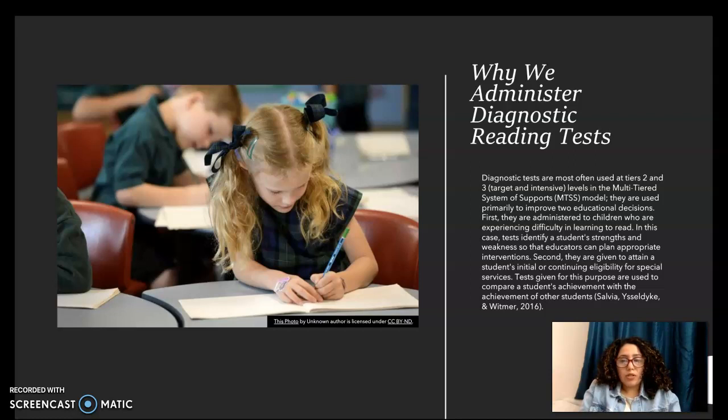First, they are administered to children who are experiencing difficulty in learning to read. In this case, tests identify a student's strengths and weaknesses so that educators can plan appropriate interventions. Second, they are given to attain a student's initial or continuing eligibility for special services. Tests given for this purpose are used to compare students' achievement with the achievement of other students.